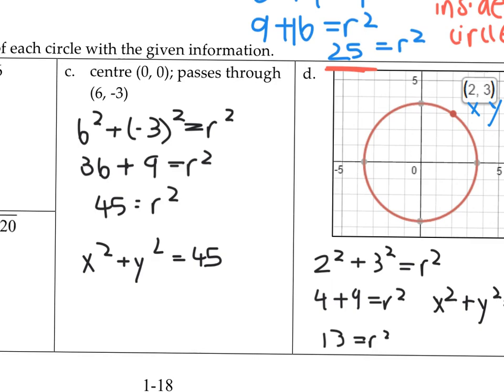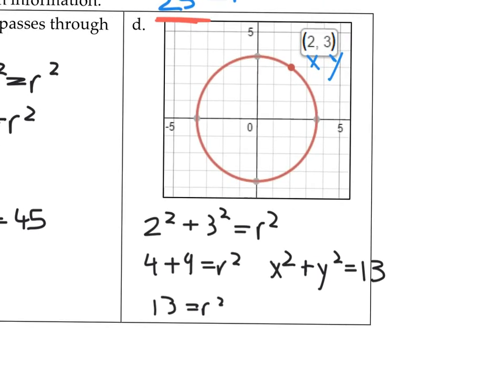Now for D, when you're given a diagram, you just pick a point on the circle. In this case, you can't actually read off the radius because it doesn't look like a nice integer or a nice whole number. So I chose 2, 3, that's the one that's given to us. So x is 2, y is 3, and we put that in. 2 squared plus 3 squared is r squared. So your final radius squared should be 13, and that's where we get our final equation from. And that's pretty much it on the equation of a circle.